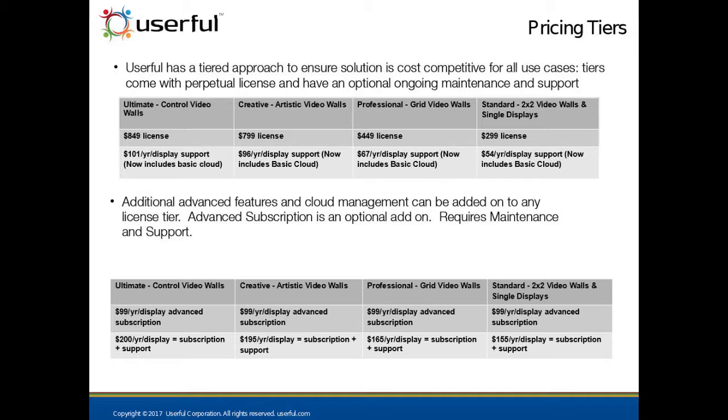Creative, which is for artistic video walls, $799 for the license, and then $96 for support. And Ultimate, which is for control video walls, most often used in control rooms, but certainly also in boardrooms and other times you're wanting to take advantage of the flexibility on layout in terms of zones, picture-in-picture, this kind of thing. $849 a license, and $101 a year for support. That tier also includes features like our interactive viewer and the preset switcher.